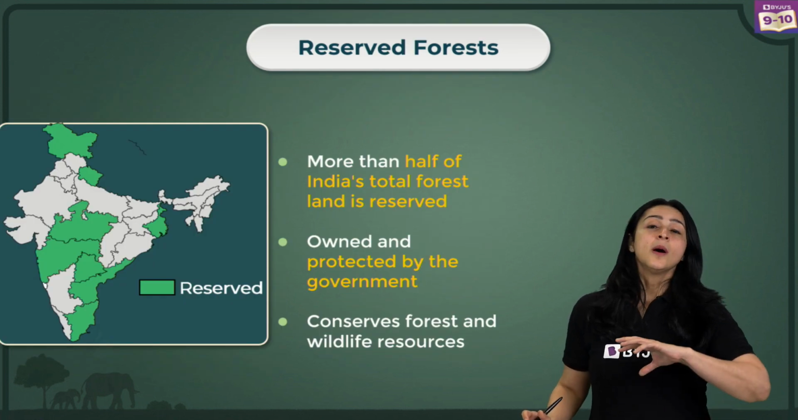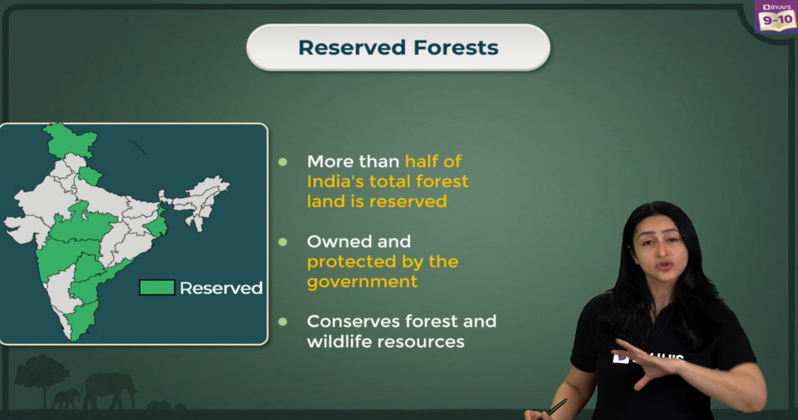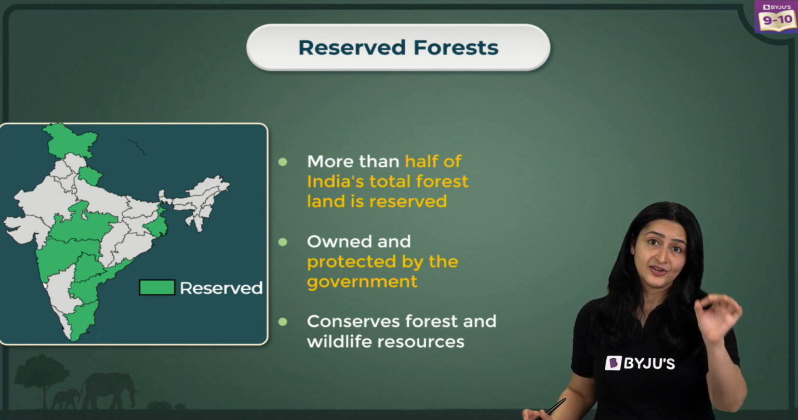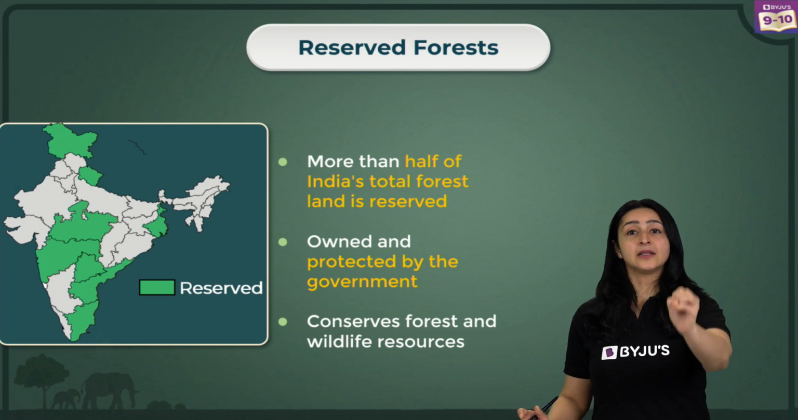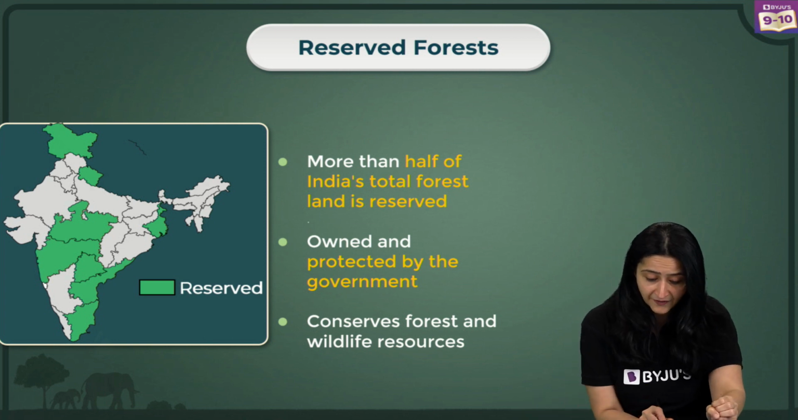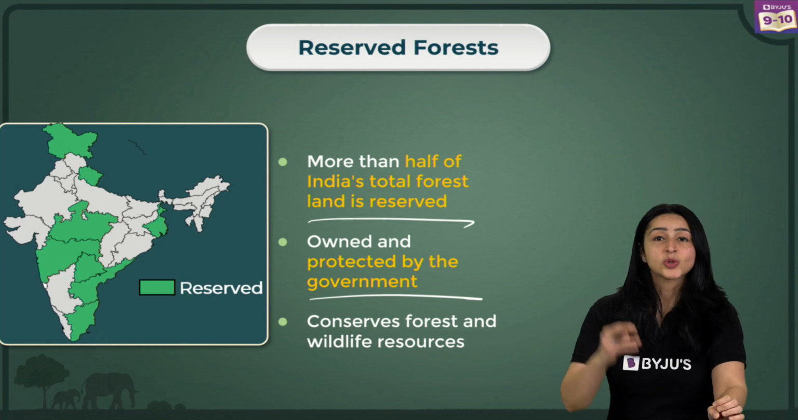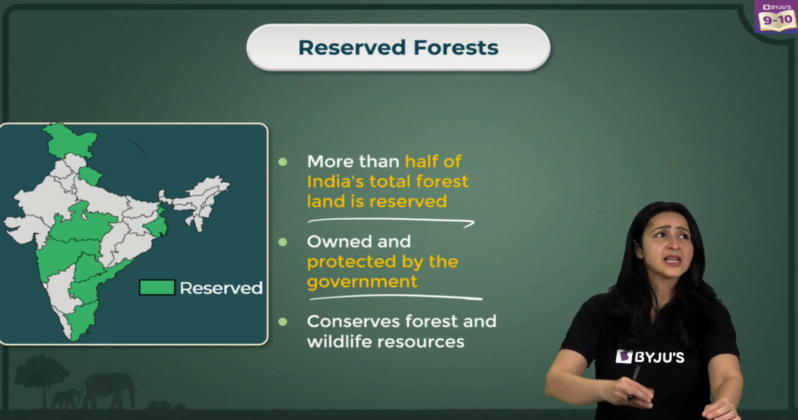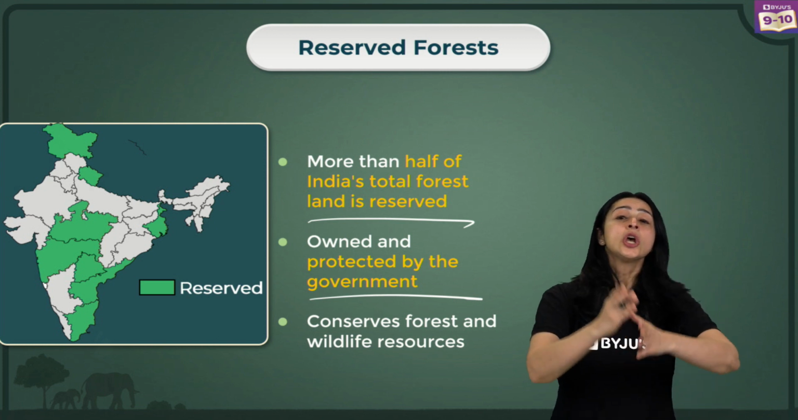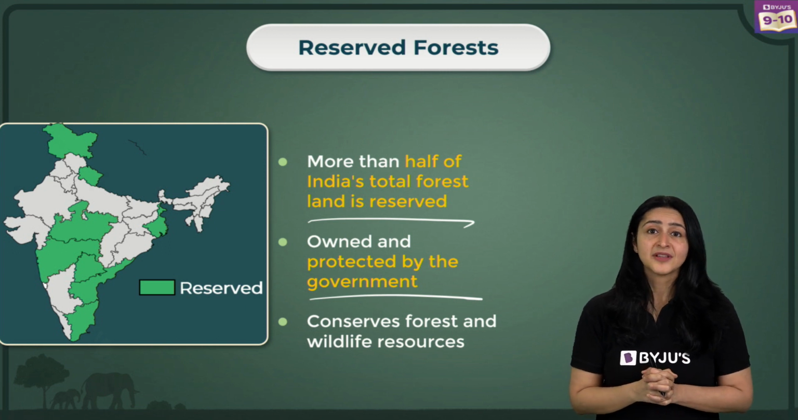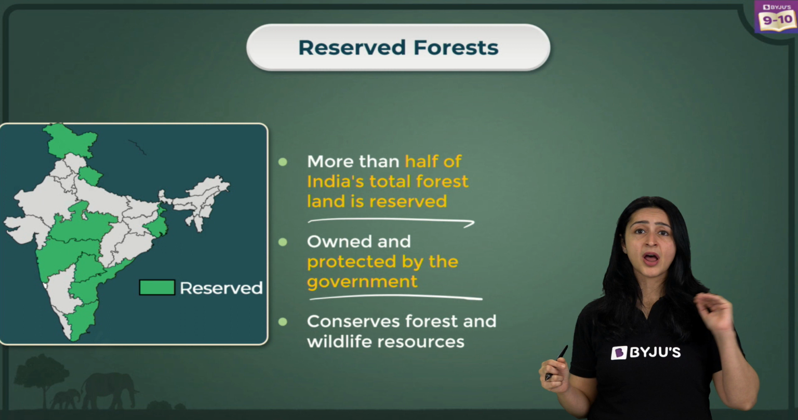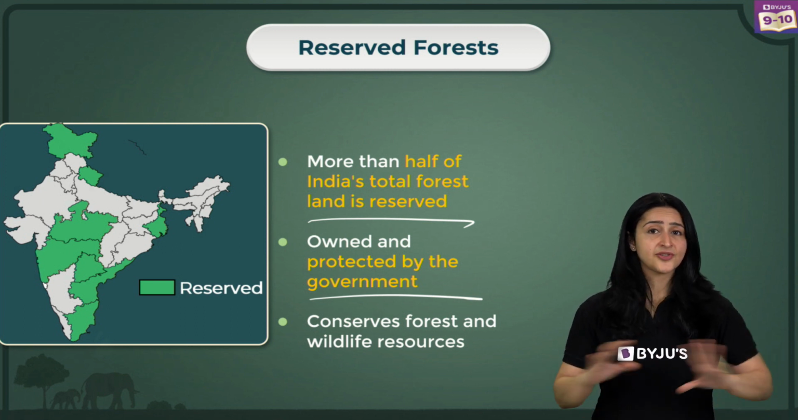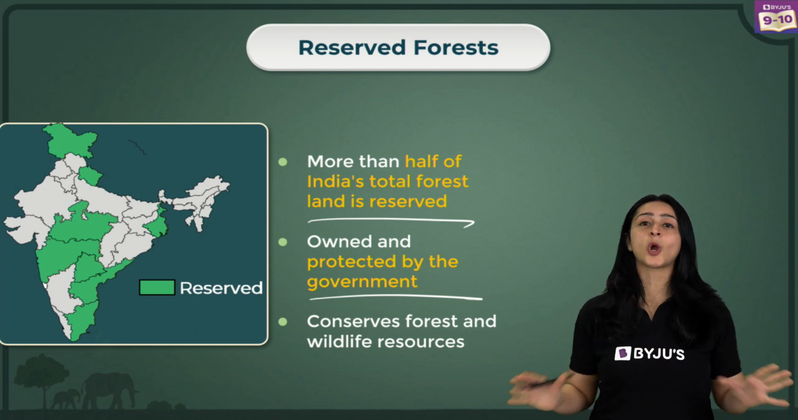Now, more than half of India's total forest land is reserved. What are reserved forests? Reserved forests basically come under the control of the government. Right? So here it is the government authorities that imply strict rules to protect the forest and wildlife. And this is so important, right? So here in these reserve forests, there's a restriction on hunting, cutting of trees, grazing of cattle. These activities are not allowed over here.